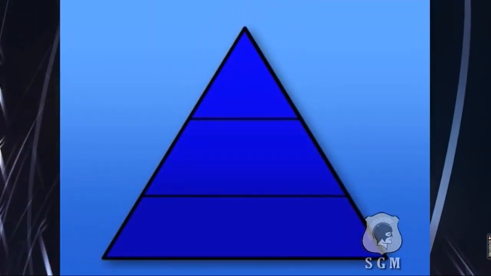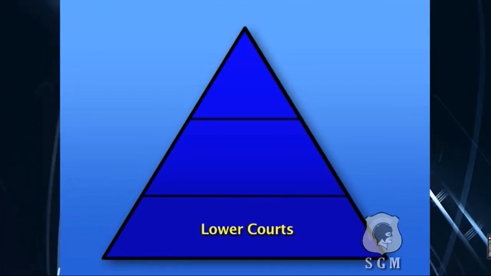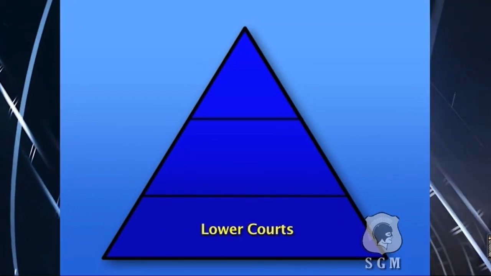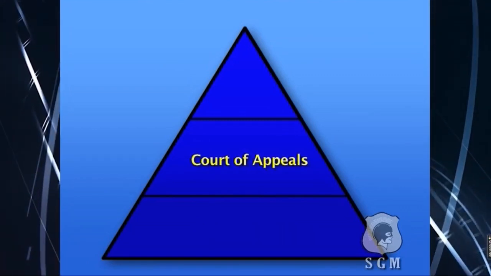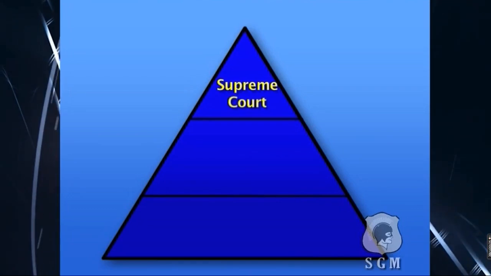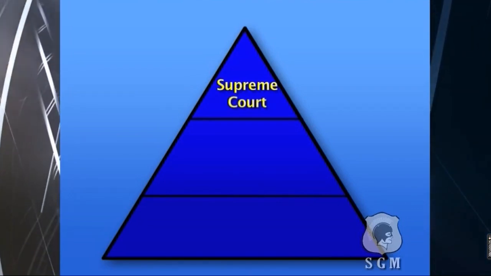Let's go over the court structure again. You have the lower court, the Court of Appeals or appellate court that can reverse or remand the verdict for a new trial. And finally, you have the state Supreme Court that has the final say.